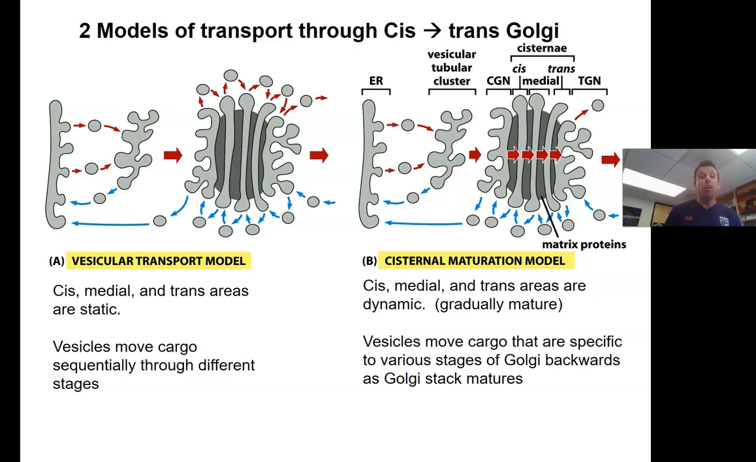Which one is true? Well, it depends on who you ask, but I would say both are. I'd say there's a combination. My opinion based on the data is that most of it is the cisternal maturation model. This is true. I think there's a lot of evidence that this happens, but I think there are some vesicles that can move forward so that you can take some of those fast maturing proteins and move them ahead and move the slower ones behind. So I think it's a little bit of a combination of both, maybe mostly the cisternae maturation model. But either way, you need to know the differences between each and the advantages and disadvantages of each.